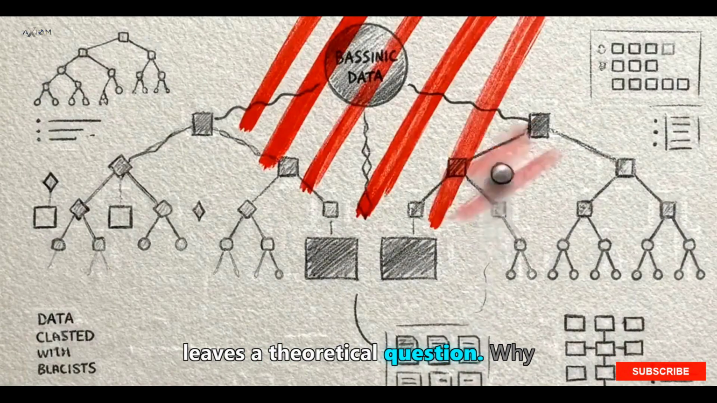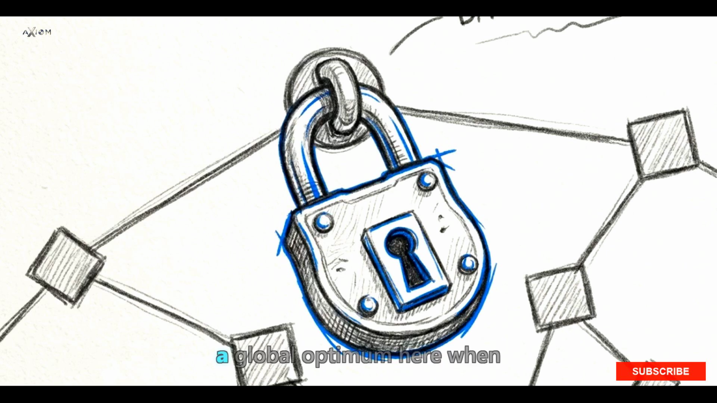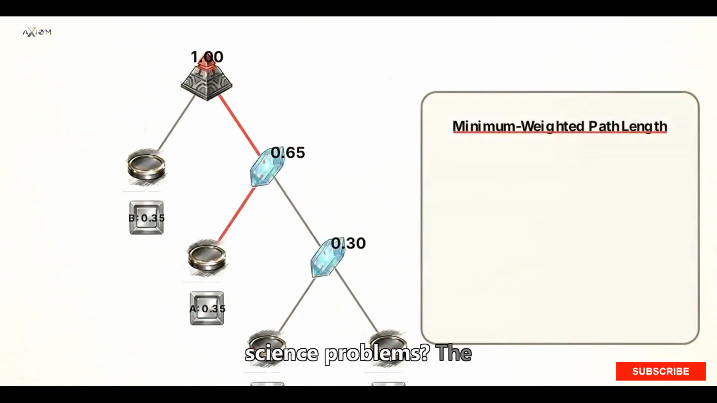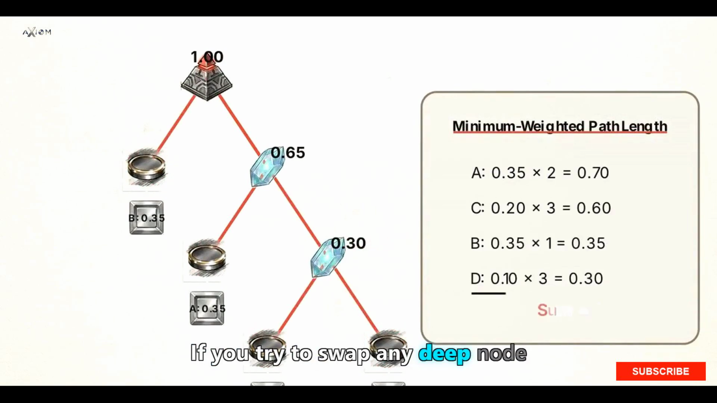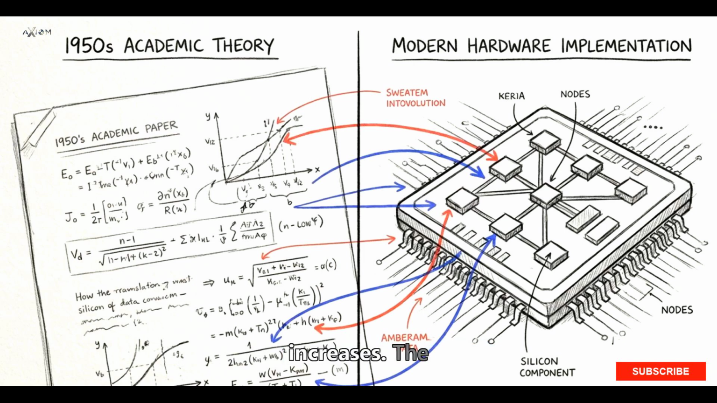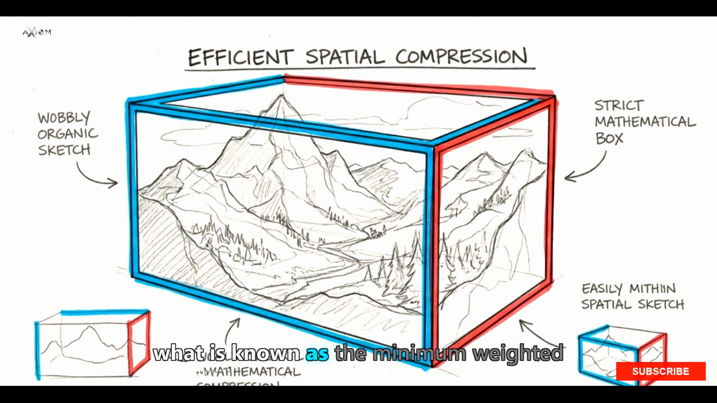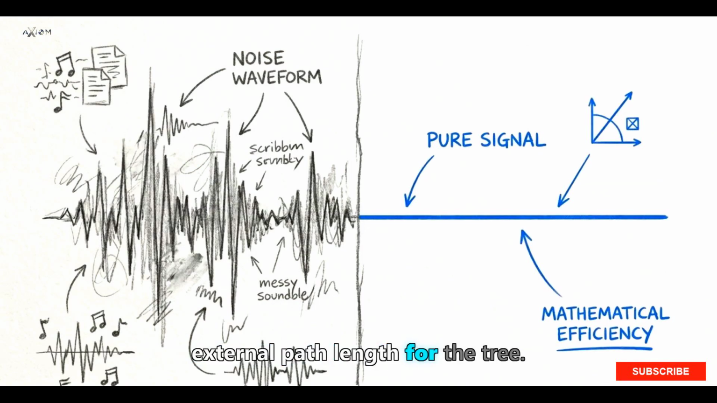This leaves a theoretical question. Why does a short-sighted greedy decision flawlessly guarantee a global optimum here when it fails in so many other computer science problems? The answer is optimal substructure. If you try to swap any deep node with a higher level node, the total cost of the tree strictly increases. The greedy choice's mathematical perfection is locked in. Because the problem exhibits this optimal substructure, the local greedy merges perfectly construct what is known as the minimum weighted external path length for the tree.